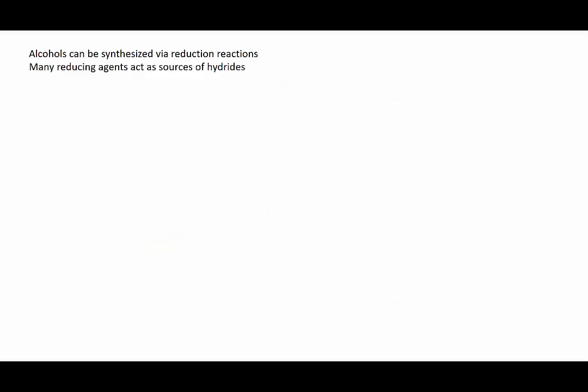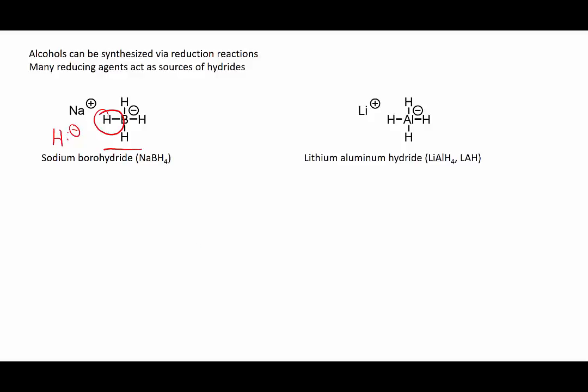Many reducing agents act as sources of hydrides, so we don't need to rely solely on catalytic hydrogenation. We can also use something like sodium borohydride, where we have a negative charge on this species here, which means we can give up an H- to balance off that negative charge, or something like lithium aluminum hydride, also referred to as LAH. Again, we have the same state where we have the hydrogen here, which can be eliminated as a hydride. Hydride reagents are more selective than catalytic hydrogenation.